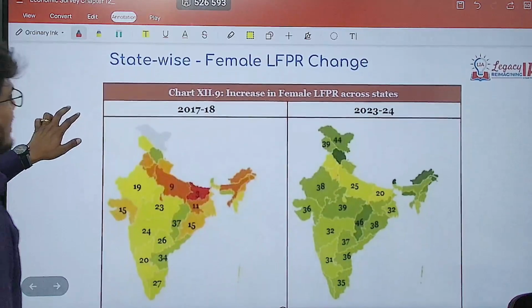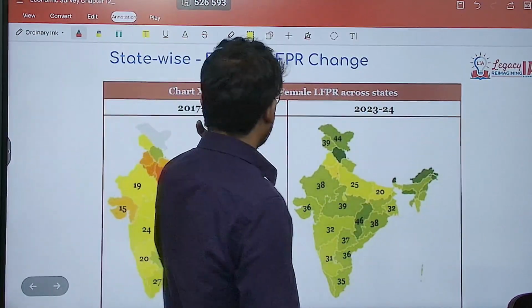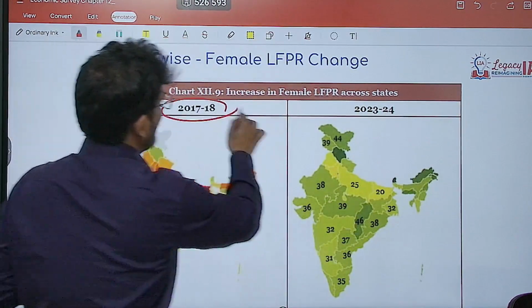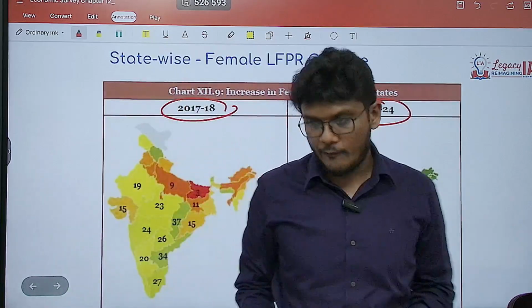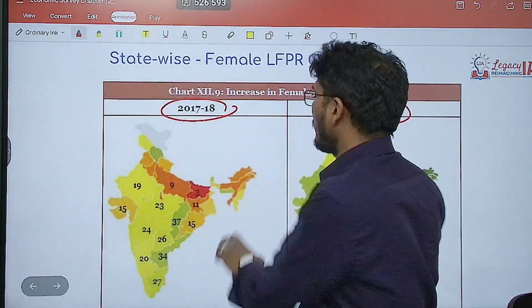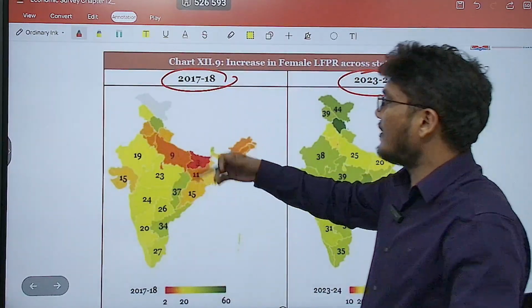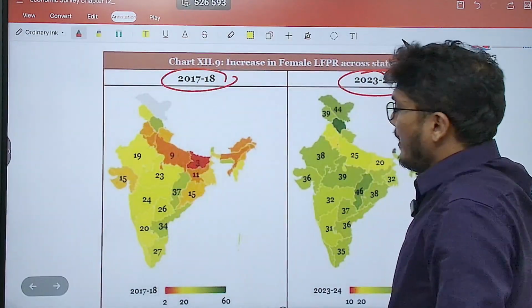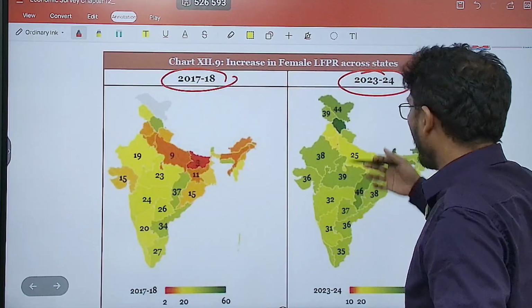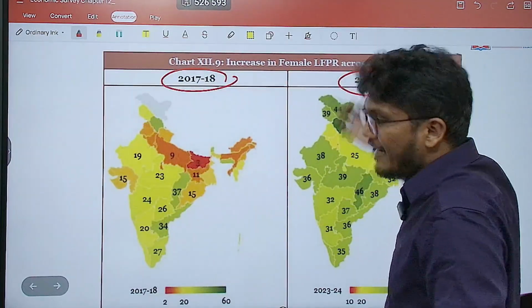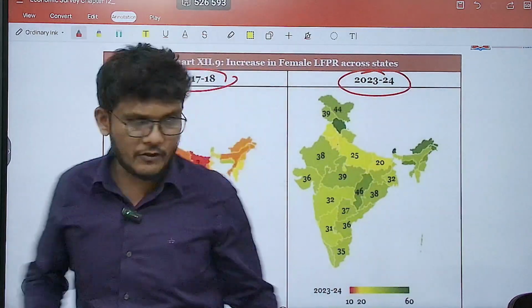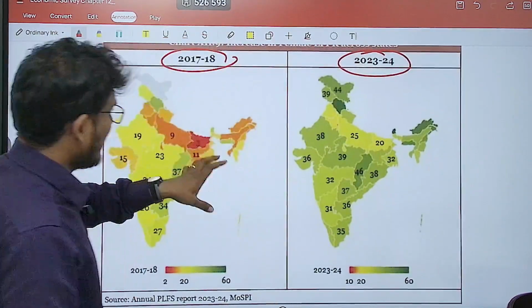If you look at state-wise female labor force participation, this is the change from 17-18 to 23-24. The entire nation, which was so colorful with respect to red and orange, in the sense of lower numbers of labor force participation, has been converted completely into green. That means higher labor force participation. And the change is huge.